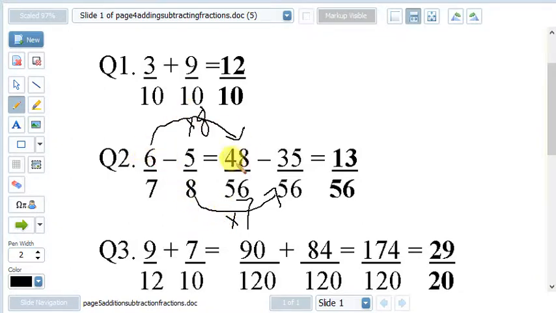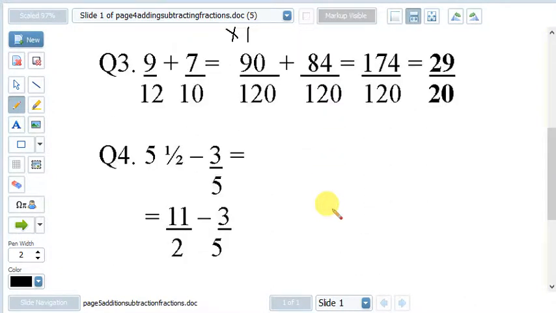So 6 times 8 is 48, 7 times 8 is 56, 5 times 7 is 35, and 8 times 7 is 56. So now what we've got is the common denominator, 56, and then we take away the two numerators. So 48 take away 35 is 13, and it's over 56. Well done if you got that one correct.